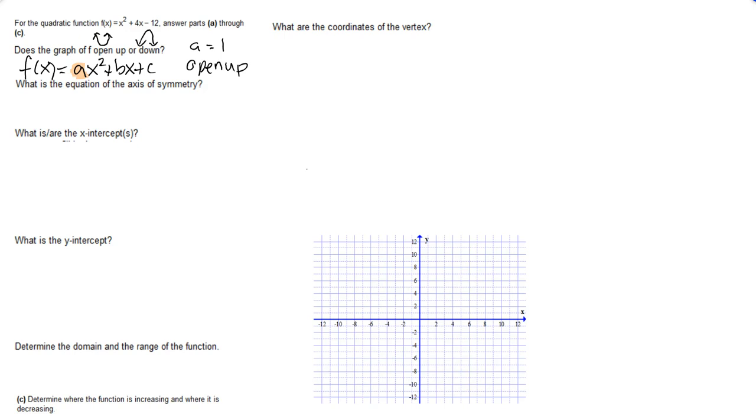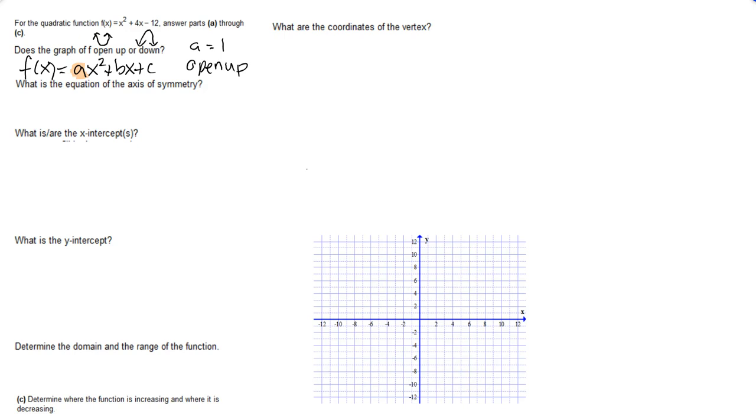The next thing we want to focus on is: what are the coordinates of the vertex? With a quadratic function that is in general form like this one is, we have two avenues to find the vertex. We can use a process called completing the square to manipulate that general form and put it into vertex form, and we can find the vertex that way, or we can use a vertex formula. So let's take a look at that.